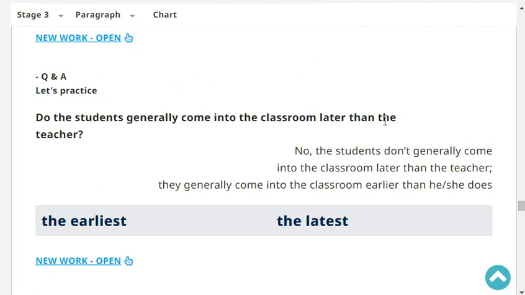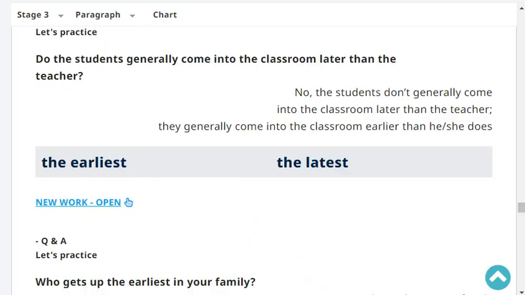No, the students don't generally come into the classroom later than the teacher. They generally come into the classroom earlier than he does. Very good. Okay, so that's the end of our revision.